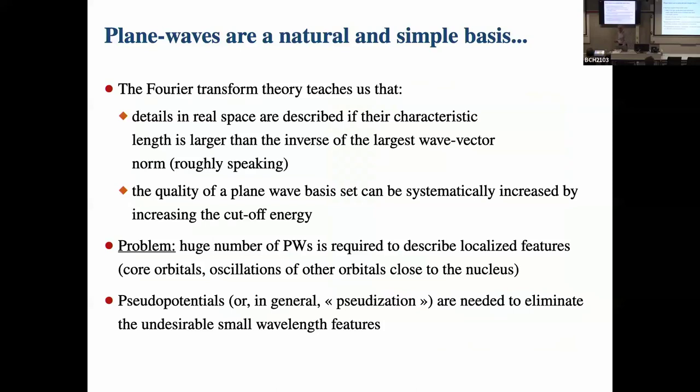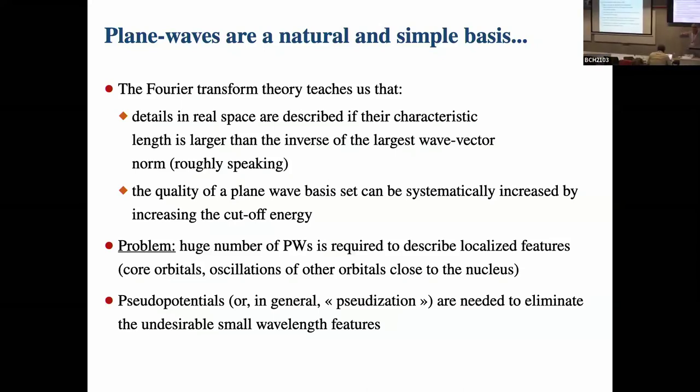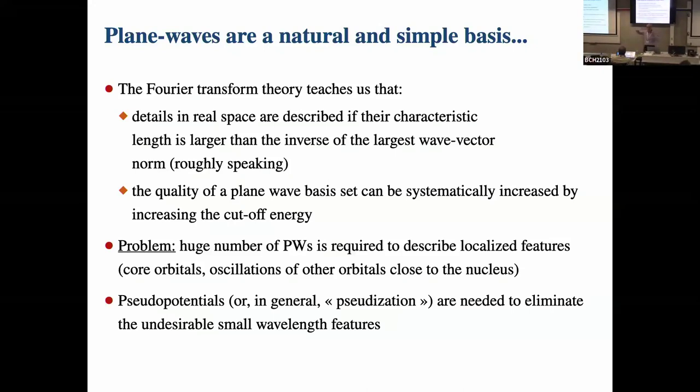So basically the plane wave is a natural and simple basis set because we have this Bloch wave function and we have a periodic system. And the details in real space are described by the characteristic length. If you have a wave function that is oscillating a lot, you need to pay attention to that, because that is related to the inverse of the largest wave vector norm. And so the quality of your plane wave basis set is easy to increase. You just increase the size of the sphere, so you increase the cutoff, and you can increase the quality of the basis set because you are taking more and more oscillating plane waves. And so you are able to describe more and more shortly oscillating features in the wave function.